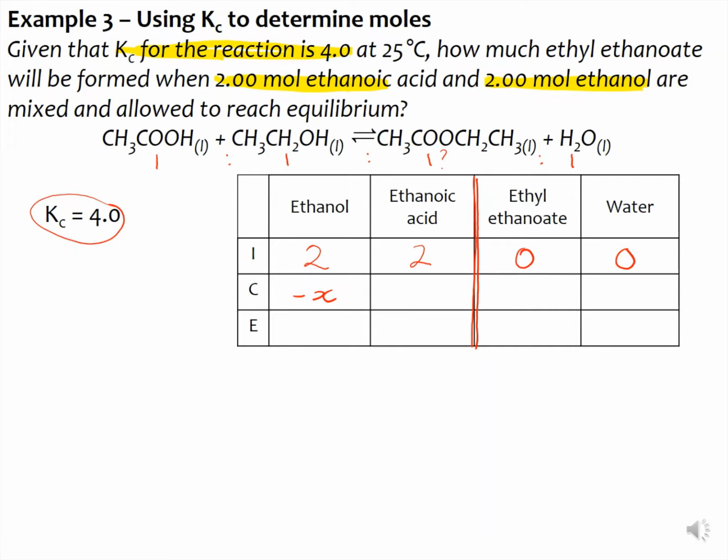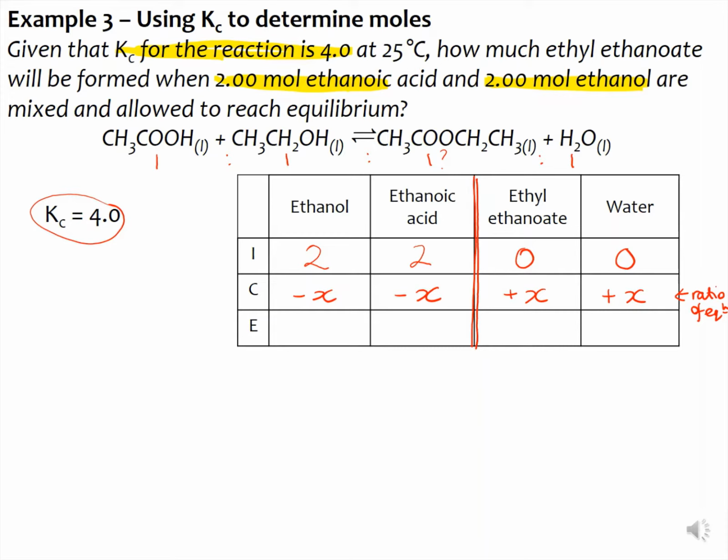Now, because this is a 1:1:1:1 ratio, if x moles of ethanol has reacted, then x moles of ethanoic acid must also react, because they have to react in a 1:1 ratio. And if x moles of ethanol has reacted, x moles of ethyl ethanoate must be formed, and x moles of water, because remember the change row has to be the ratio of the equation. We don't know what those moles are, but we can say the ratio is going to be 1:1:1:1.